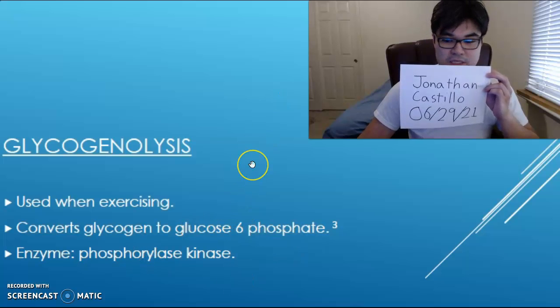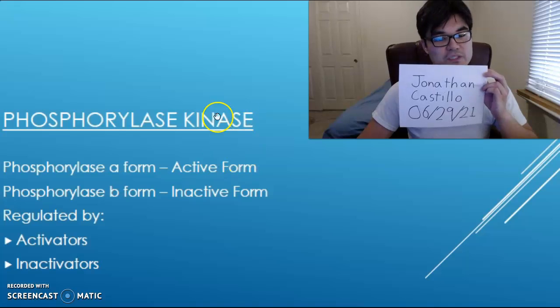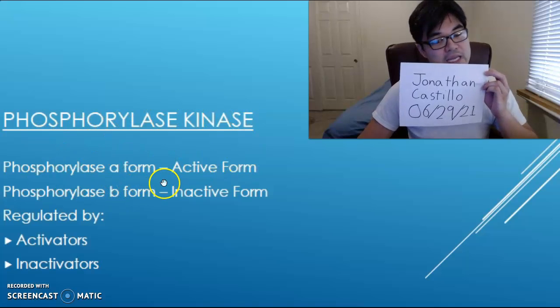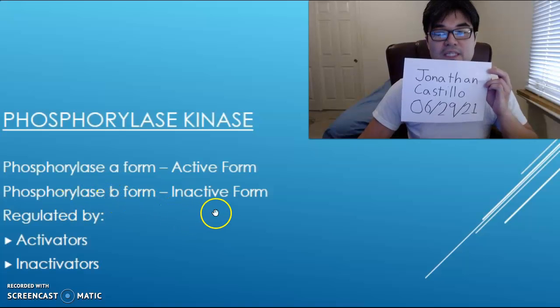So there are actually two different types of phosphorylase kinase. There's the phosphorylase A form, which is the active form, and there's phosphorylase B form, the inactive form.